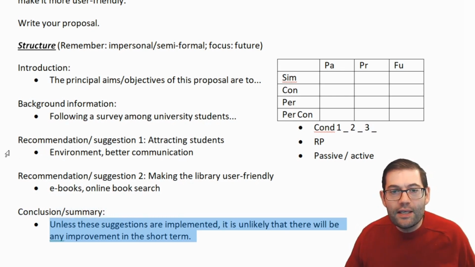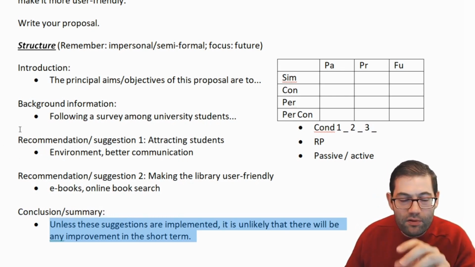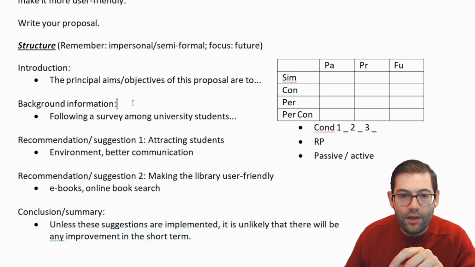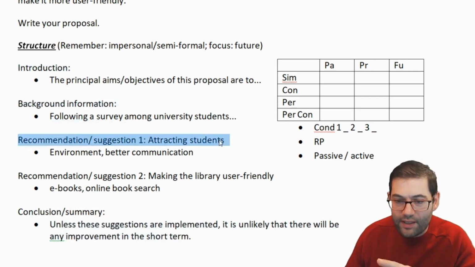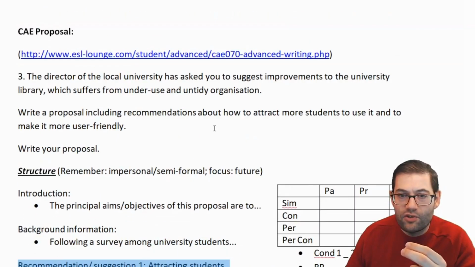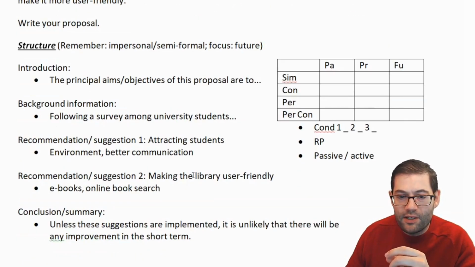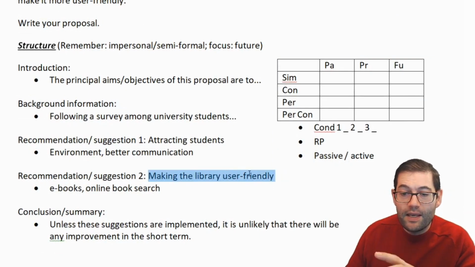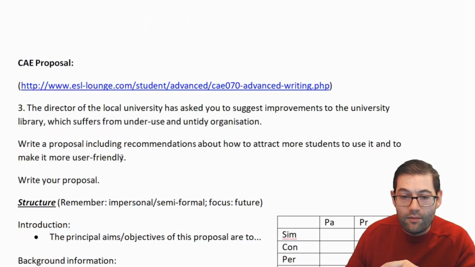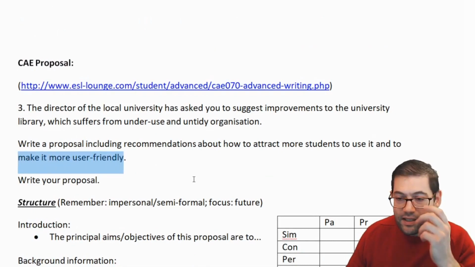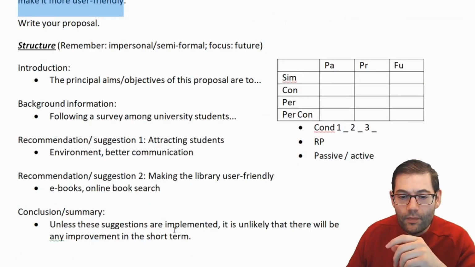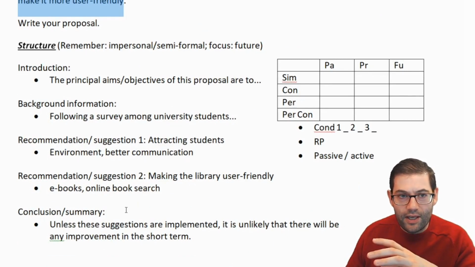Now the structure is very established with proposals. As I said, you've got an introduction, you've got background information, you've got recommendation suggestion 1, attracting students. This is part of the question, and this is why you have to underline. Here we go. Attract more students to use it. Recommendation suggestion number 2, which then forms the paragraph structure. Making the library more user-friendly, which is here. This is why we underline the question. And then you've got conclusions and summary.